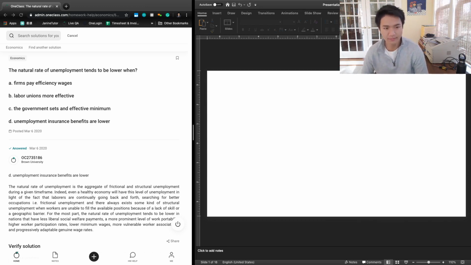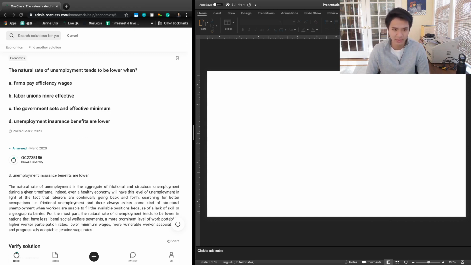The first thing we understand is that the natural rate of unemployment refers to the combination, the addition, of both frictional and structural unemployment. And then if we were to add cyclical unemployment into the mix, that would move us from the natural rate of unemployment to actual unemployment. So that's the first thing we have to really understand.